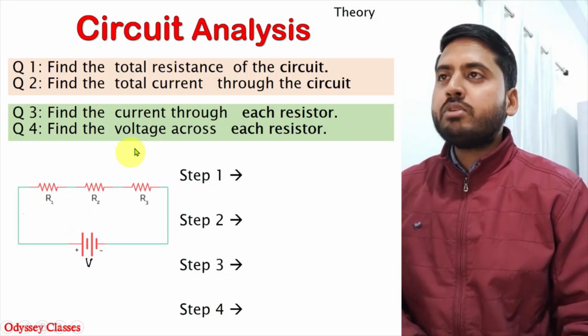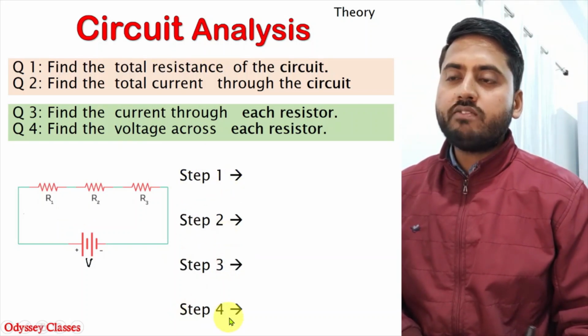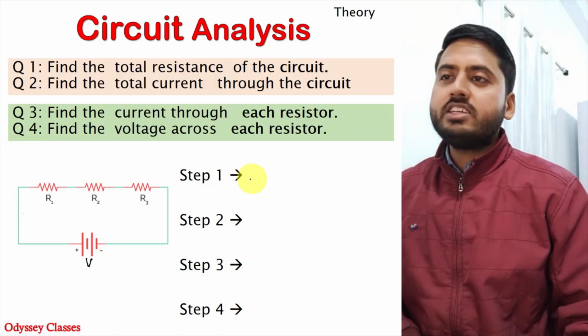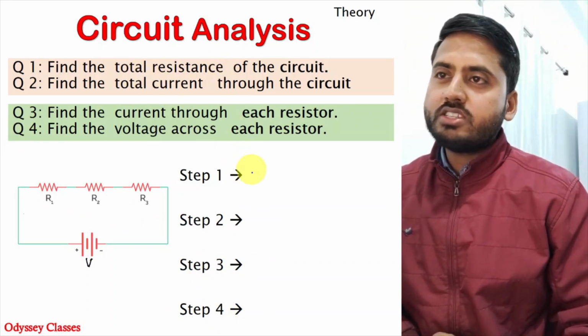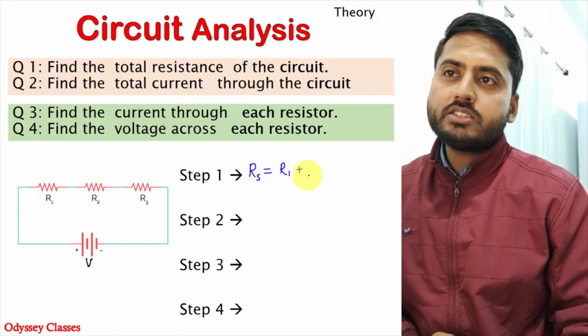We remember for a series circuit, we follow step 1, then 2, then 3, then 4. So what is step 1? Step 1 is to find the total resistance. We know the formula already. Rs is equal to R1 plus R2 plus R3.